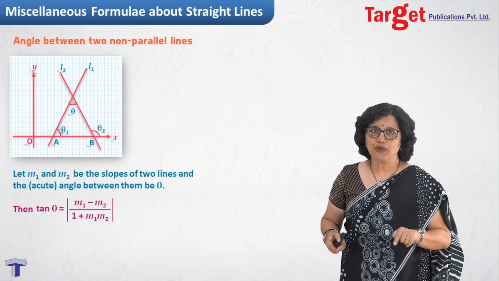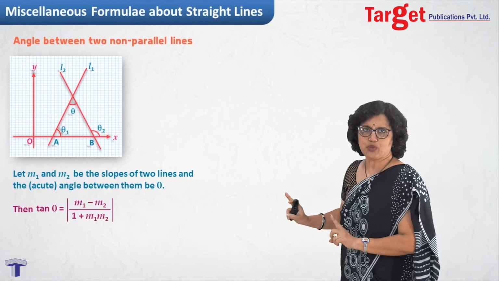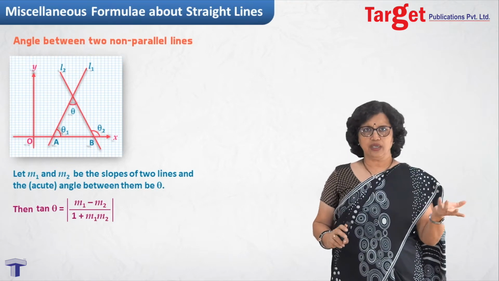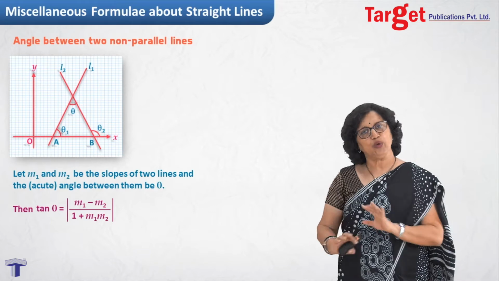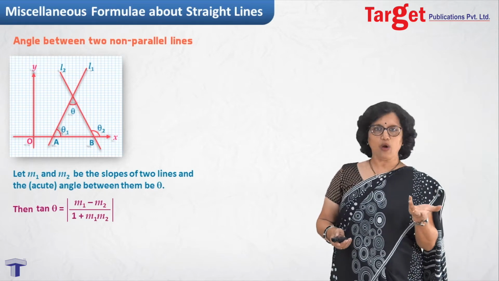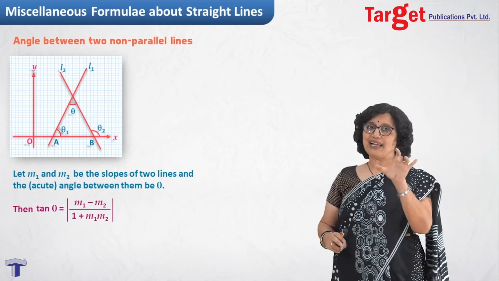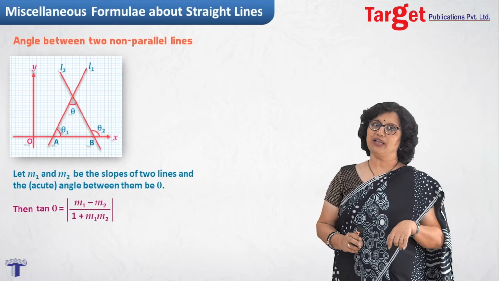Why am I writing the absolute value? Because if theta is considered to be an acute one, then I will be writing the absolute value. If theta is not acute, then without the absolute value, you evaluate. If that comes out to be a negative quantity, that means theta must be obtuse. That's the only difference.